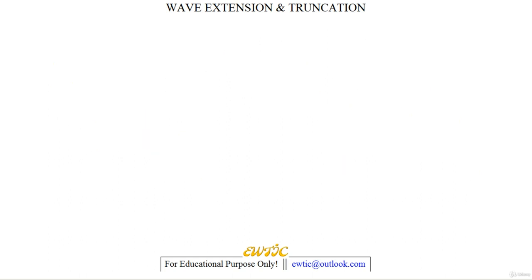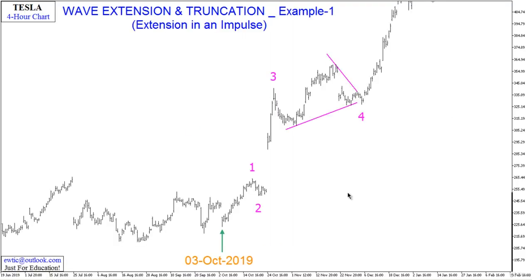Now we will have a look at some real-time examples of wave extension. This is the price chart of Tesla Motors. The time frame is 4 hours, right? This is wave extension and truncation example 1. This is an example of extension in an impulse wave, right?